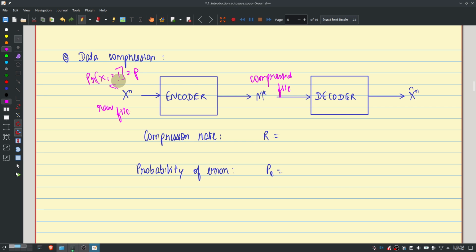Now if you didn't compress, how many bits would you need to represent this file? N bits, right? And hopefully you're able to compress it down to something much less than n bits. So the rate of compression is just k over n, and the probability of error is defined to be the probability that xn hat is not equal to xn. Okay, does this problem make sense?